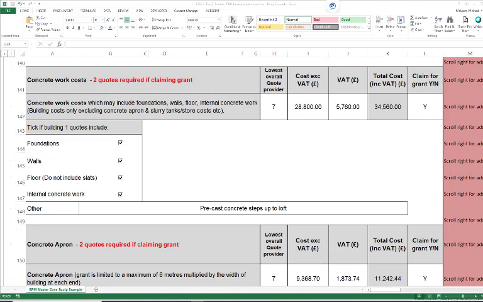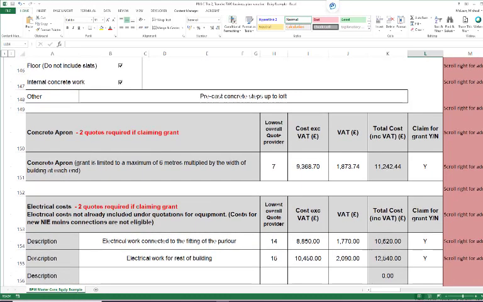If the walls are precast concrete panels, then these costs can't be included here. Again, if there are any extra costs not included within these tick boxes, these should be recorded in other areas. Also, just a side note, the concrete apron costs should not be included here, but in the box below.